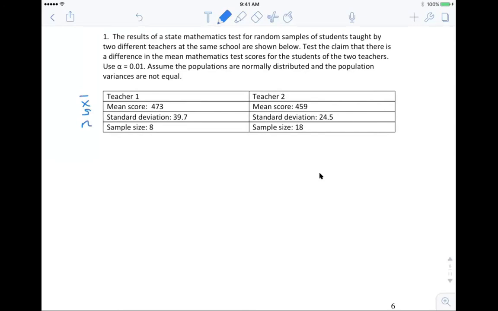And if I look at this problem, I want to find the claim. And then here it is, test the claim that there is a difference in the mean scores, right? So if I'm setting up my steps, a difference would be that mu sub 1 does not equal mu sub 2. That's the claim. And H sub 0 is that they are equal. Okay, so here we have an example of a two-tailed test.